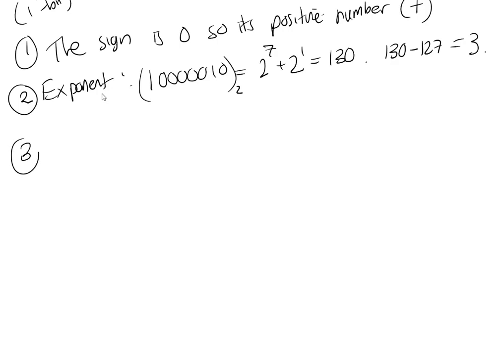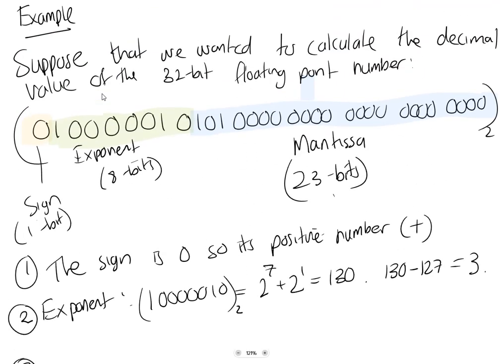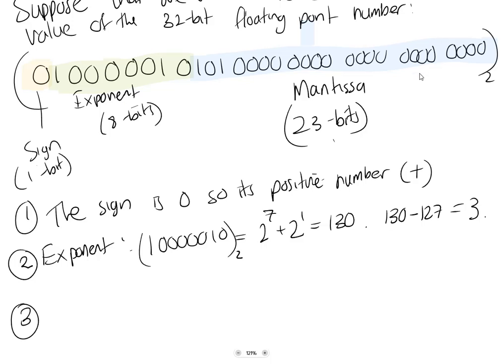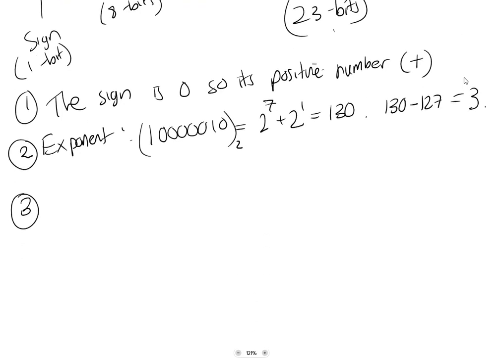The third thing we need to look at is the mantissa. Oh goodness, the mantissa is really long. It's this whole thing here. There are 23 bits, so that's 1, 4, 8, 12, 16, 20. There are 5 groups of 4. So the mantissa is going to be 1, 0, 1.